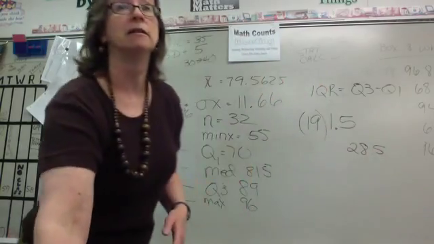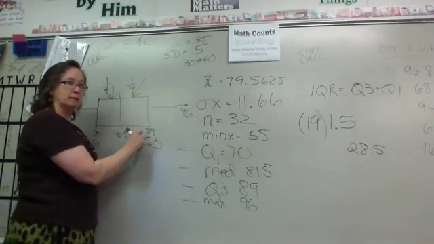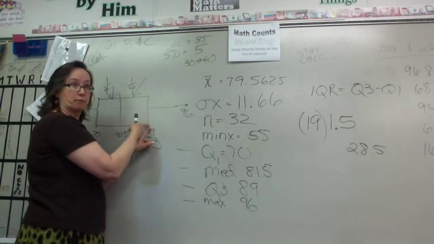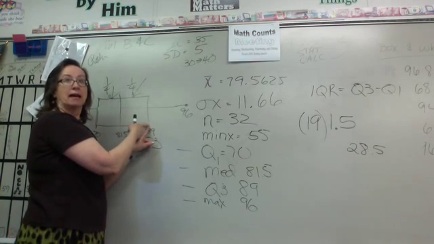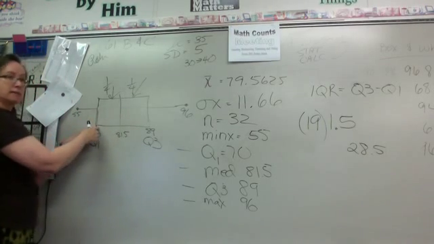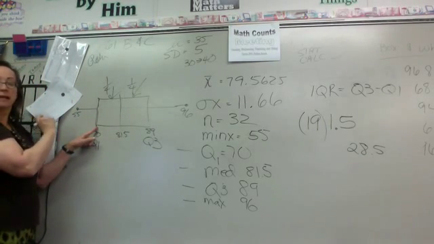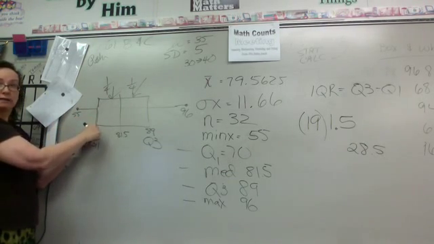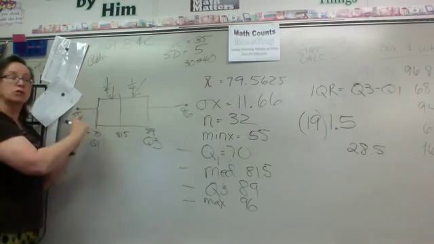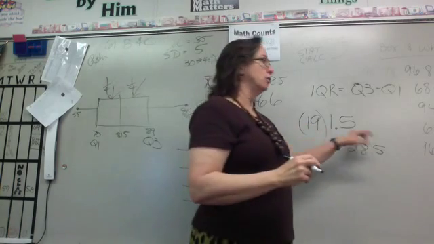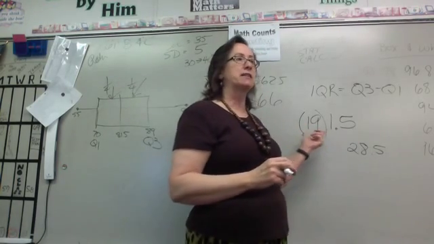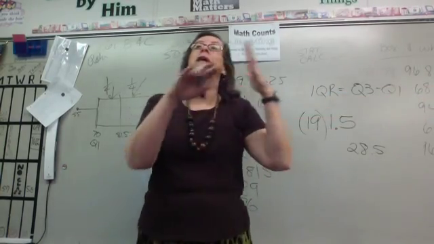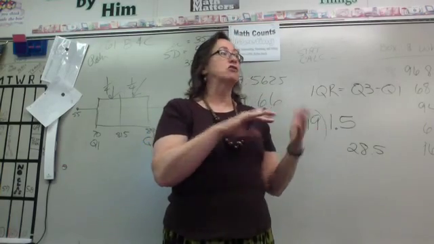Now, this is the deal. If I have a point that is 28.5 steps to the right of my quartile 3, it's an outlier. And if I have a point that lies 28.5 to the left of my quartile 1, it is an outlier. Basically, if it goes more than 1.5 times the interquartile range, it's gone too far. It's an outlier, and it skews our data.